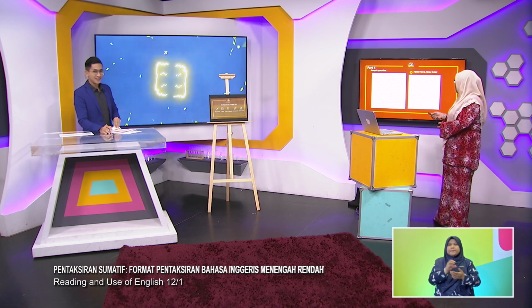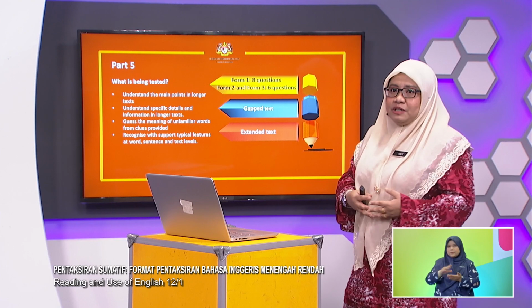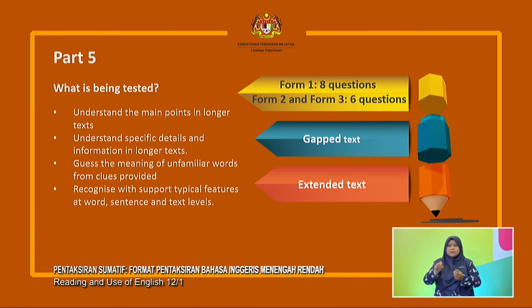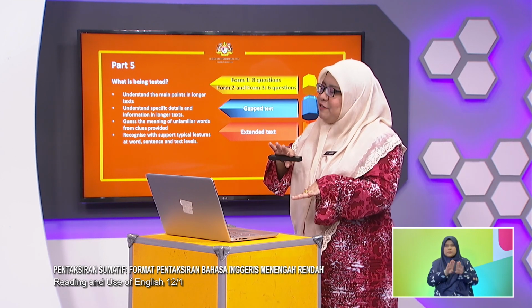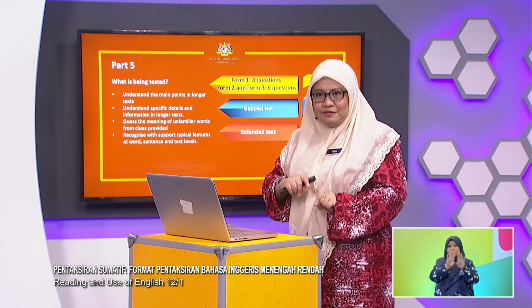All right, moving on to part 5. For part 5, the students are going to read an extended text and fill in the gaps in the text. And as you can see again, Chris, for Form 1 the students are going to answer 8 questions. For Form 2 and Form 3, 6 questions. And still, following the levels, there are different layouts for the questions in part 5. All right. Okay.